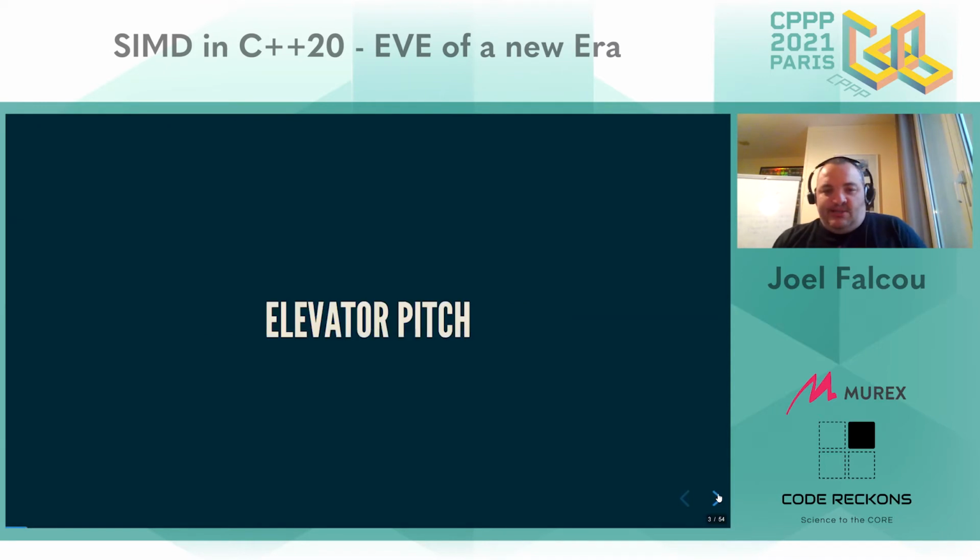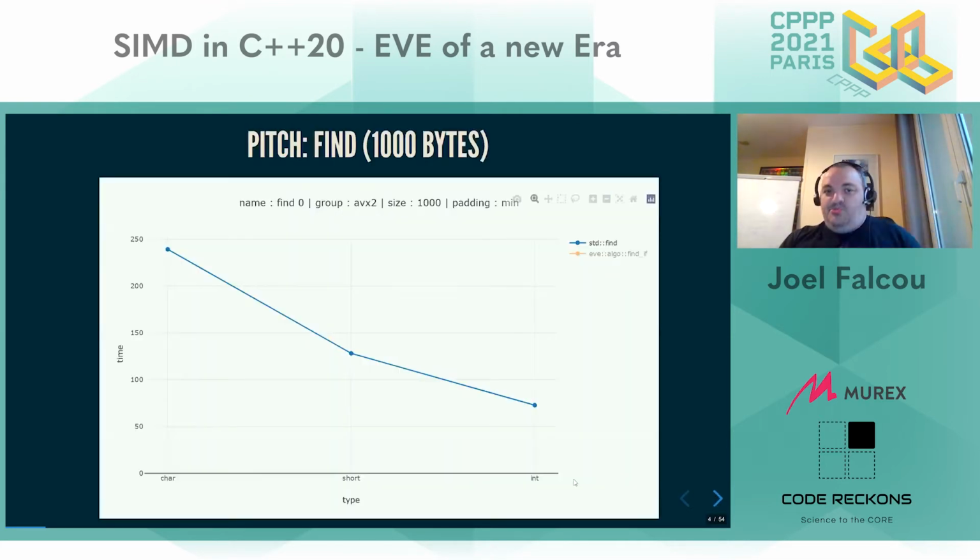But let's get a bit of context before, and let's turn that into some kind of elevator pitch. Let's say you need to find a value in a bunch of bytes, let's say 1,000 bytes. You are looking for 0 or something like that, and you want to do this search at different granularities. So your 1,000 bytes is either actually 1,000 char, or 500 short, or 250 int. If you do some measurements, you get those timings.